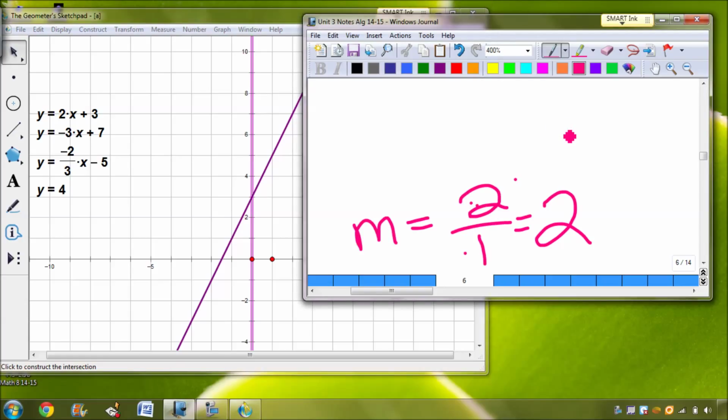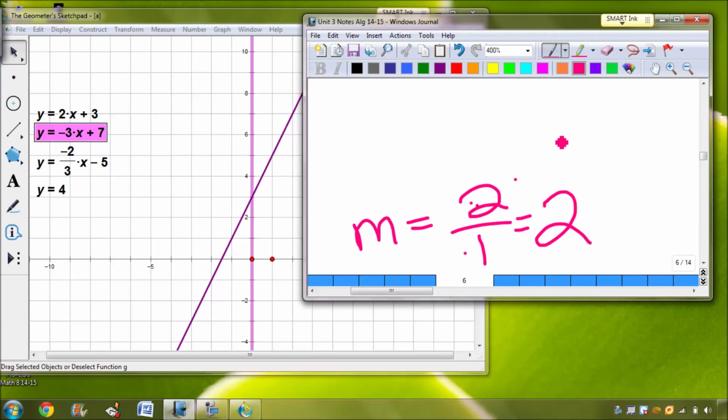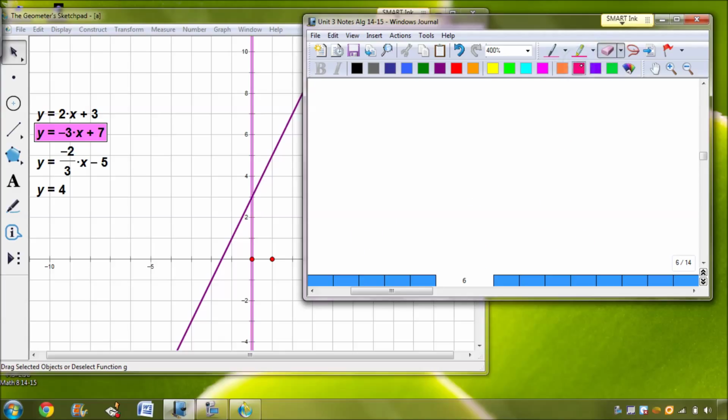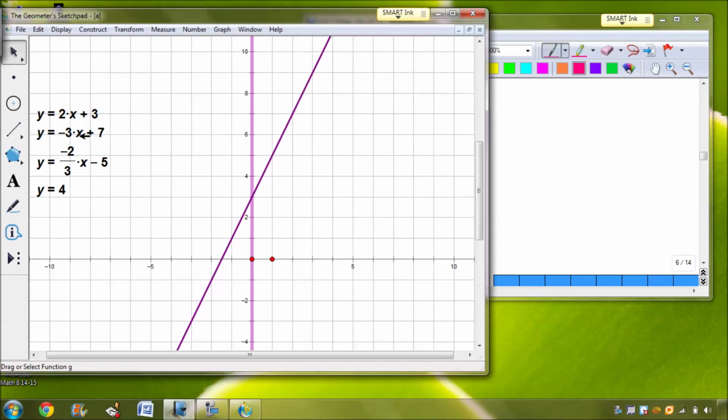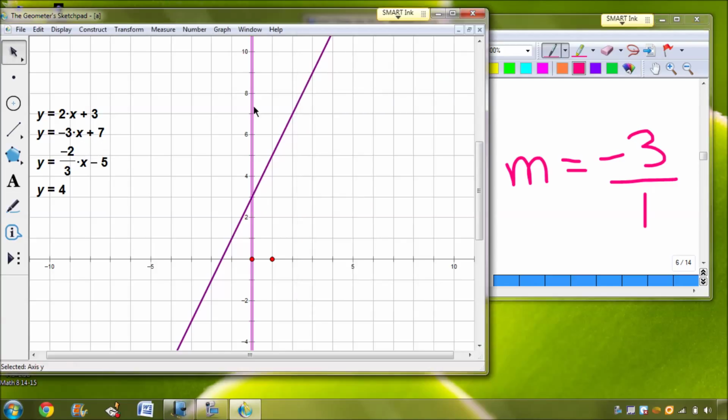So now if you guys take a look at the next equation, y equals negative 3x plus 7, you should be able to realize right here what the slope should be. So the slope, remember, is always the number in front of the x. So I'm going to say m equals negative 3, but it's negative 3 over 1. And then the y-intercept is this positive 7. So that means it should start at 7 right here. So this is where it's going to start.